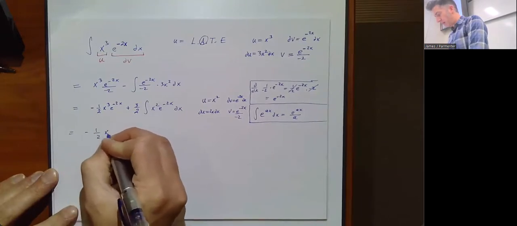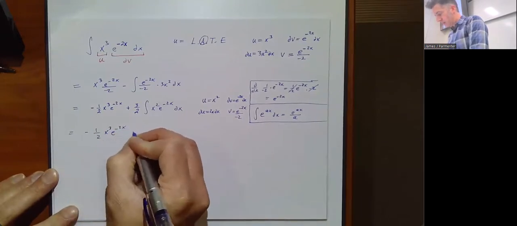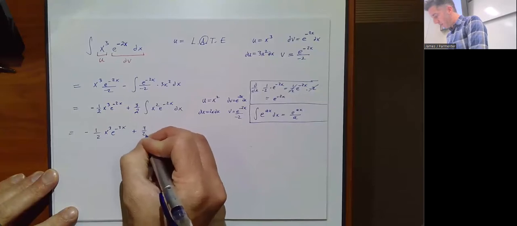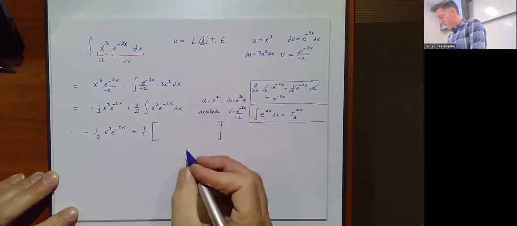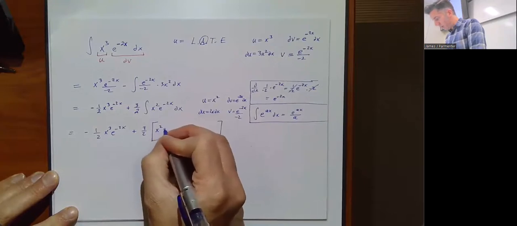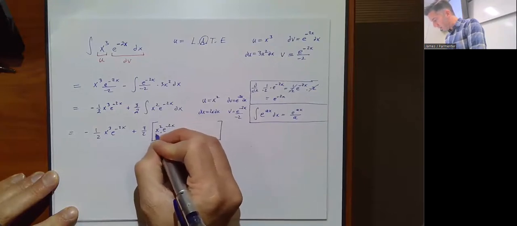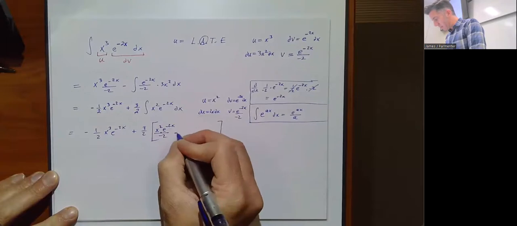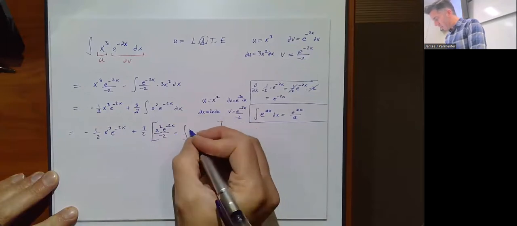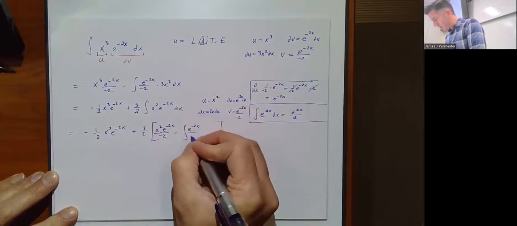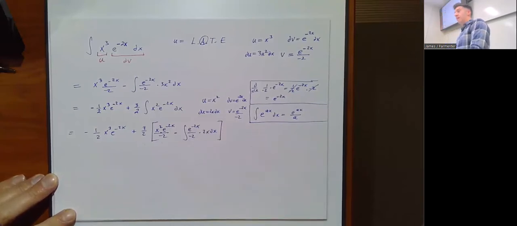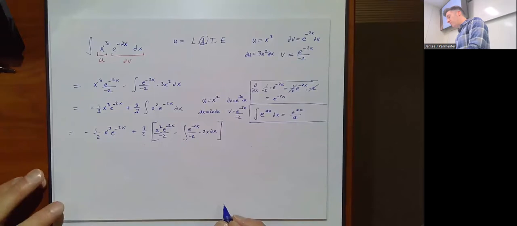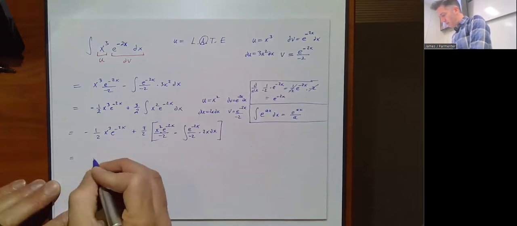Negative 1/2 x cubed e to the negative 2x plus I've got 3/2 times the whole thing here times my new u times v. So x squared times e to the negative 2x over negative 2 minus the integral of v du, e to the negative 2x over negative 2 times 2x dx. And yes, I should simplify. And I do think we should simplify as we go here just to make our lives easier.